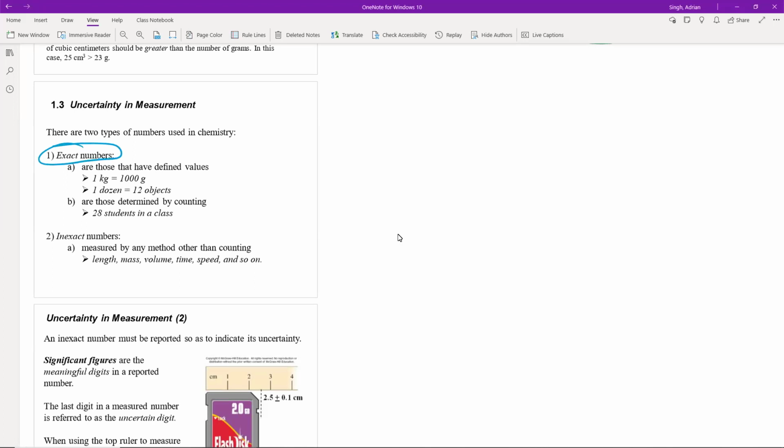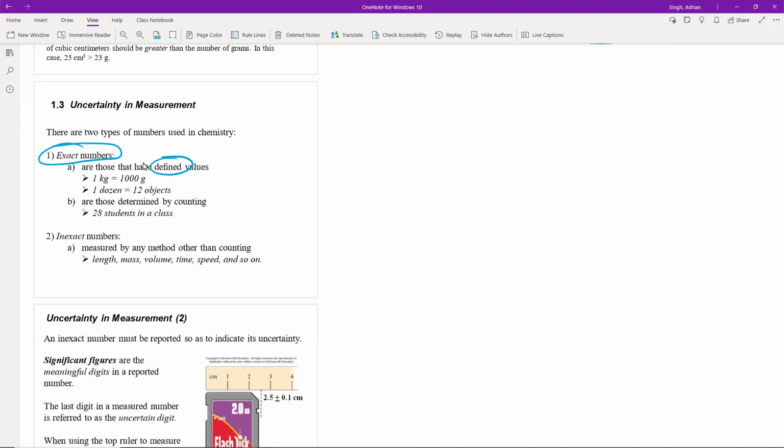have defined values. So for example, the relationships between different units within a measuring system, such as 1 kilogram equals 1,000 grams, right? So there's exactly 1,000 grams in a kilogram. Those would be exact numbers. Let's say in a dozen, you have 12 of something, right? There's exactly 12 objects in a dozen.